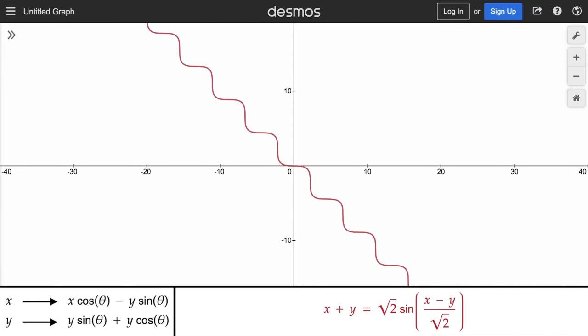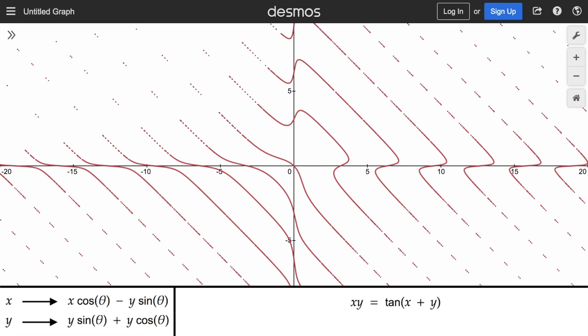Oh, and now we can do that infinite staircase. Diagonal sine. Let theta equal 45 degrees. And x plus y equals root 2 sine of (x minus y) over root 2. Wow, x, y, both inside and outside the sine. Damn, imagine trying to graph that one by hand.